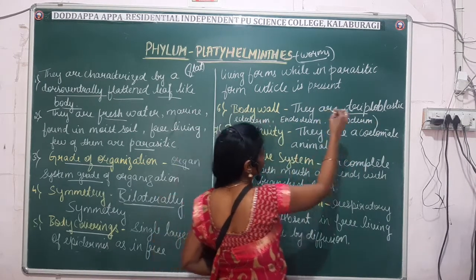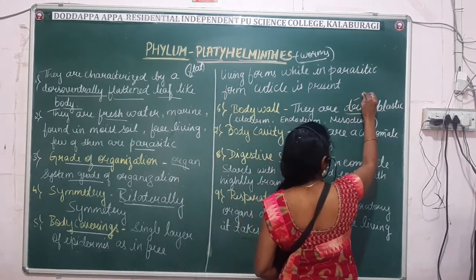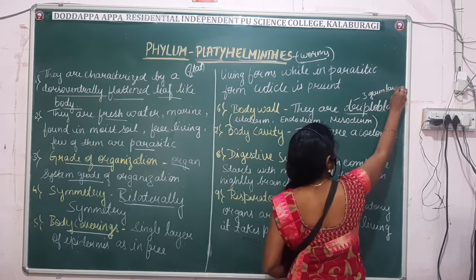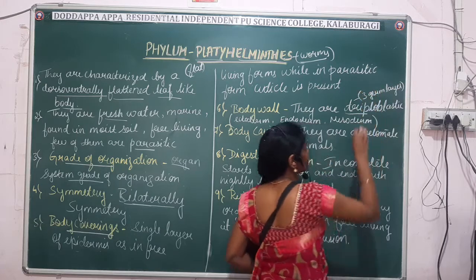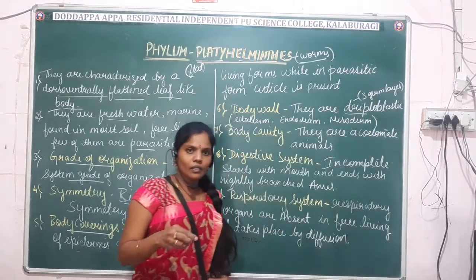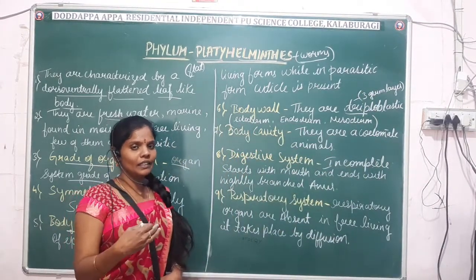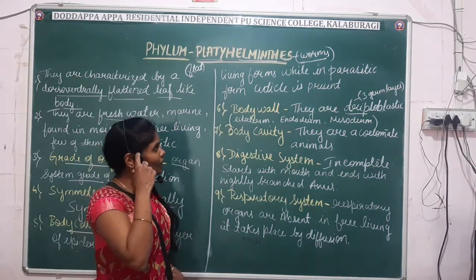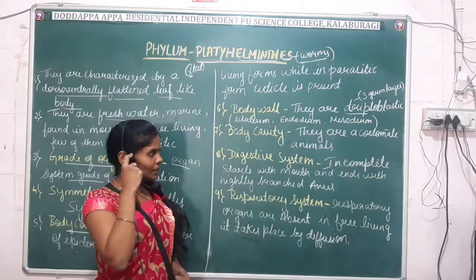Right? Three germ layers. Triploblastic means three germ layers: outer ectoderm, middle mesoderm, and inner endoderm. Fine. So platyhelminthes are triploblastic animals.